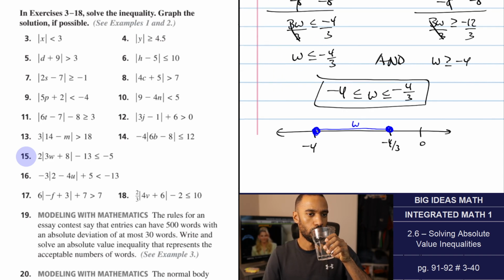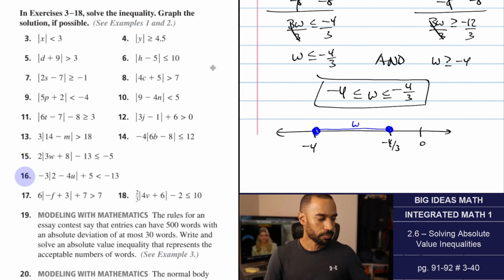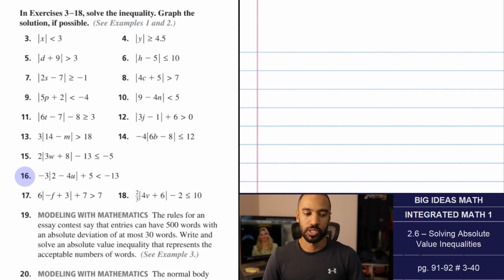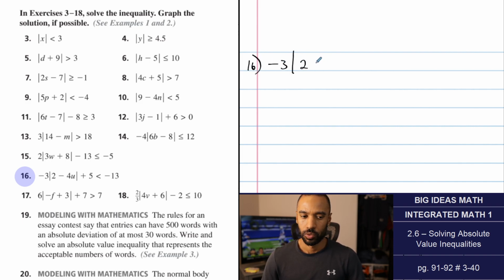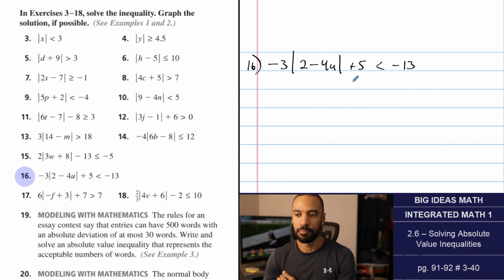Okay, a few more. A lot of work on these ones. Number 16. Whew. Okay. One step at a time.